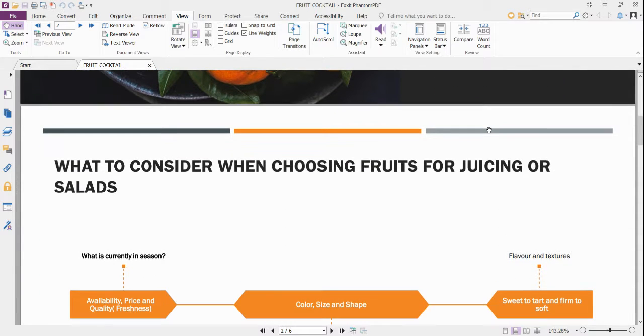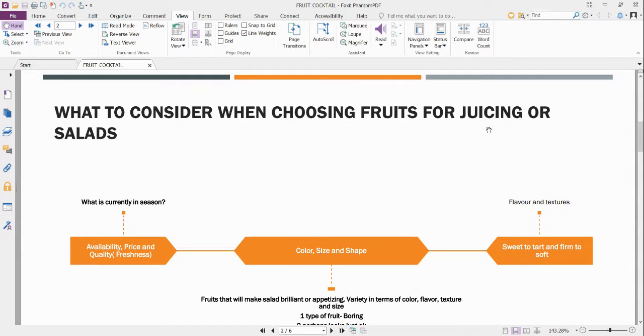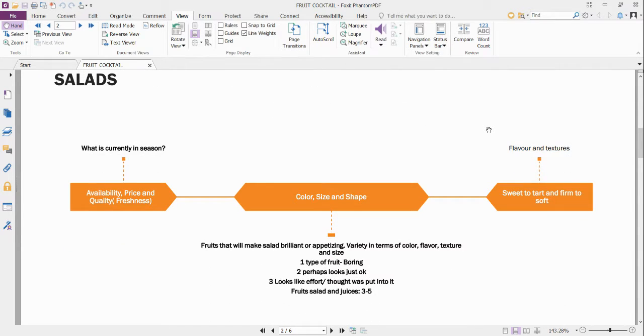What exactly should you consider when choosing fruits for juicing and or salads? One of the most important things is to look at what fruits are currently available in the season. When you talk about seasonality, you talk about availability, price, and quality.